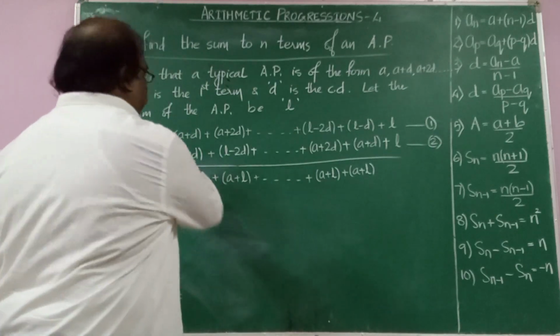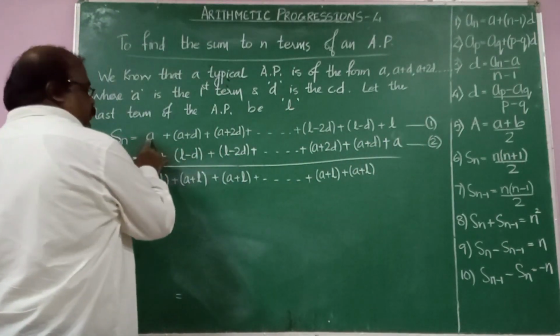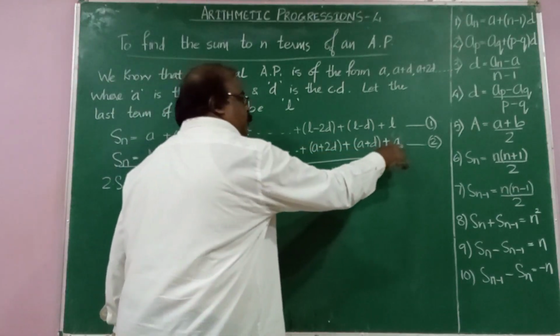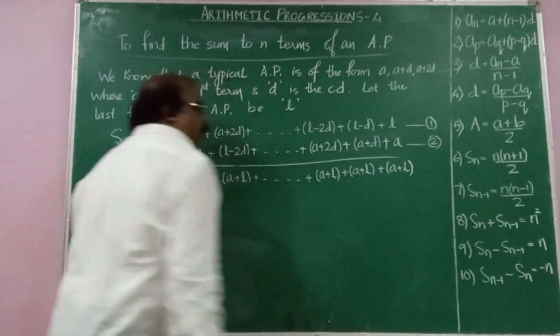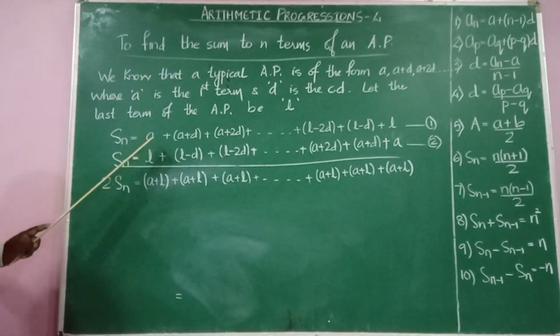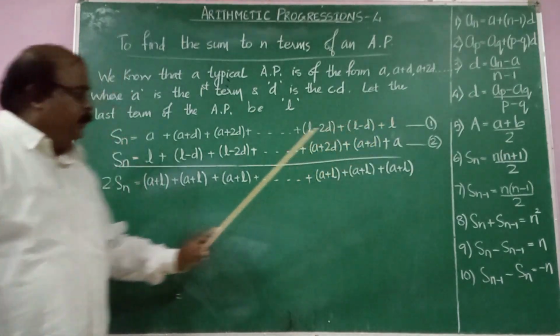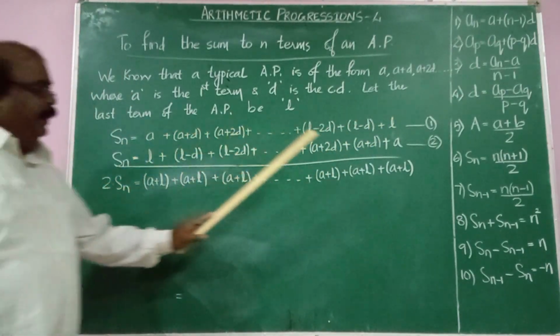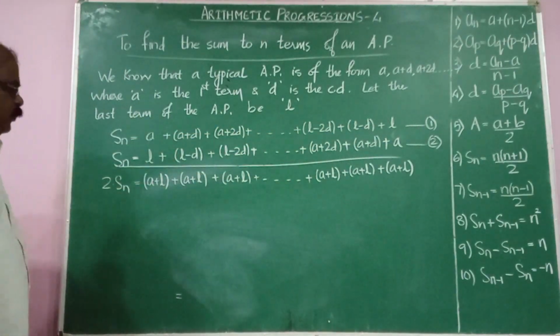And the last one, I made a mistake. This is a. What was first? I had to write last. So the last term is also a plus L. Am I right? I started with a, ended with L. Here I started with L and I ended up with a. I am adding the two equations.